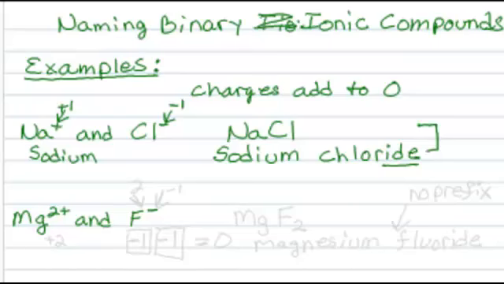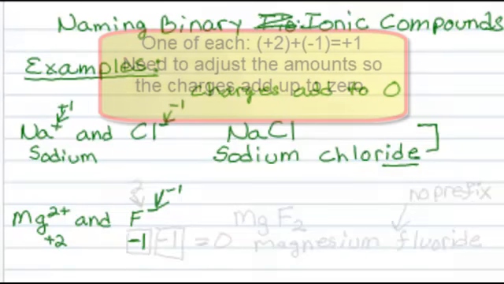Now for the second one, we have magnesium and fluorine. So magnesium has a charge of 2+ and fluorine has a charge of -1. So in order to make these add up to 0, we have a +2 and we have a -1. If you add that up, you still get +1. So you need a charge that adds up to 0.